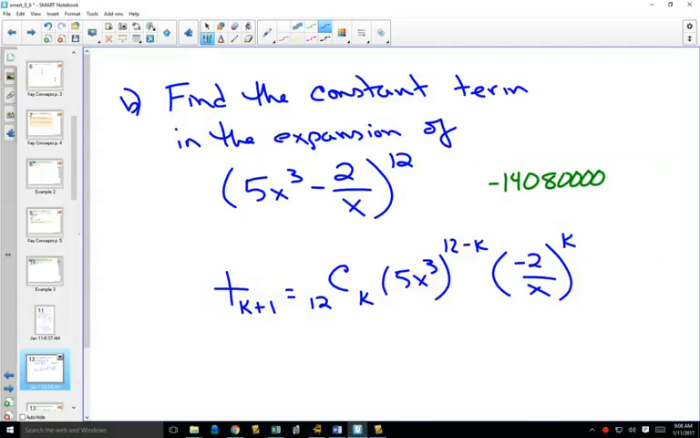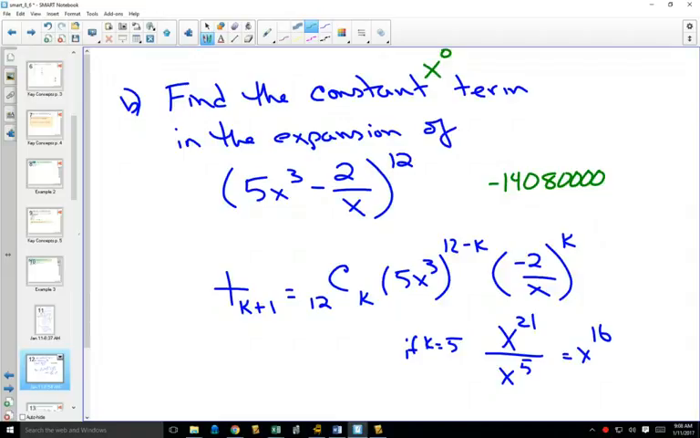If you pick a number, we'll pick 5 again to start with. If I pick 5, 12 minus 5 is 7. That will give me x to the 21 on top. So if k equals 5, I get x to the 21 on top, and x to the 5 on the bottom, leaving me with x to the 16. What am I looking for with a constant term? I'm looking for an x to the 0.